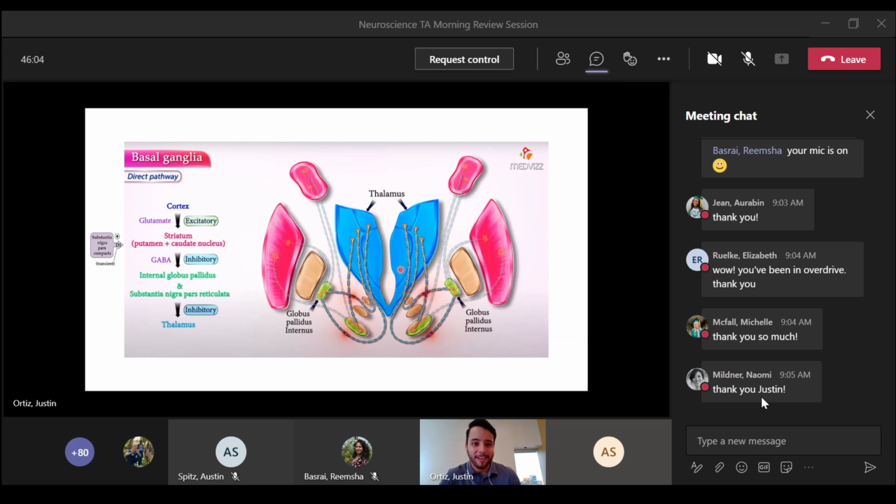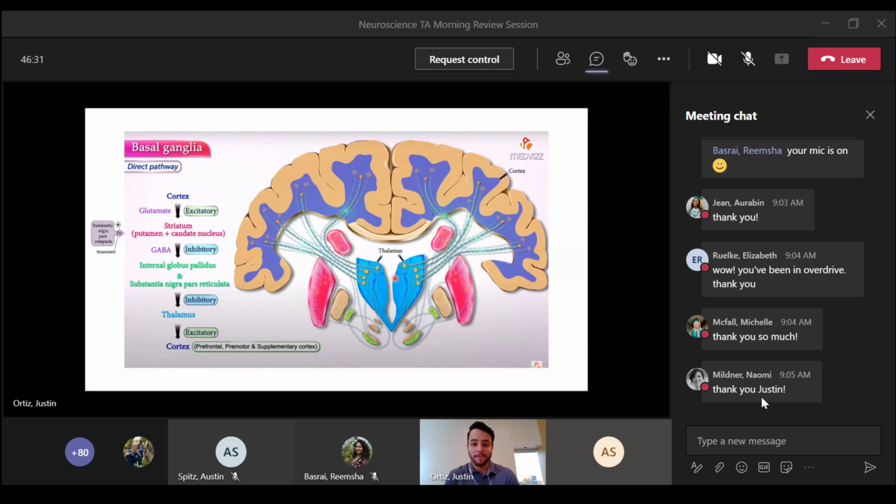Do you guys understand that? So basically, the thalamus is now going to be excited. The thalamus is now going to be disinhibited. This is disinhibition. Disinhibition is basically when you stop the inhibitor from inhibiting something. So we stop the globus pallidus internus from inhibiting the thalamus. Now the thalamus can send an excitatory signal to the cortex and initiate the movement. So the thalamus goes to the cortex and initiates the movement. That is the direct pathway.